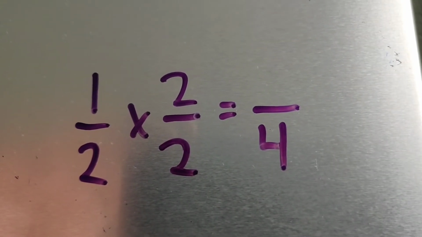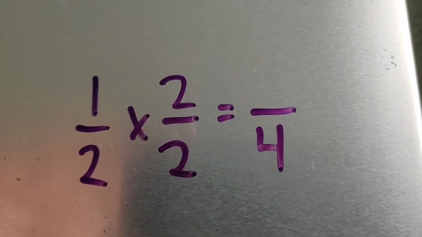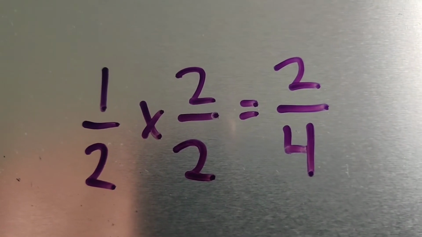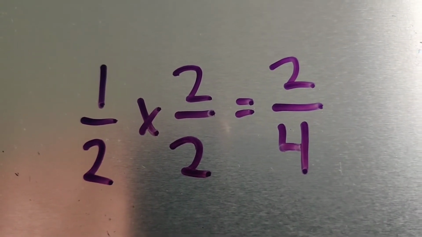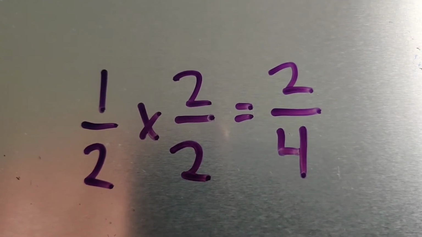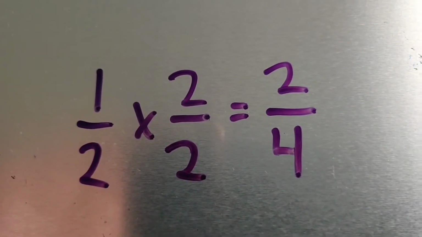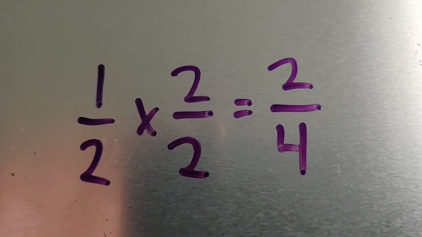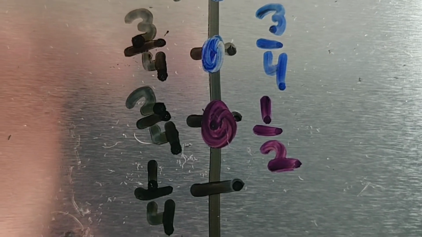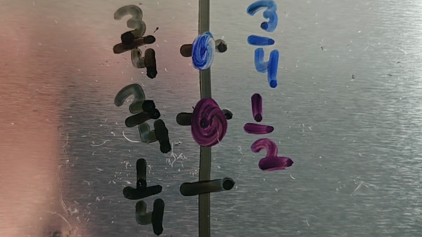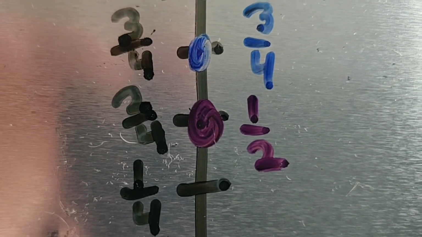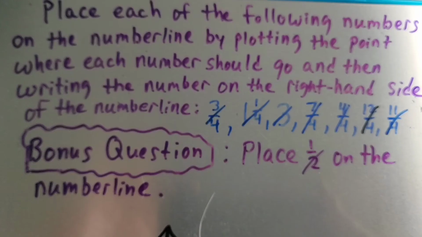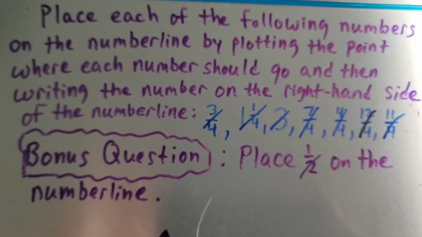So 1/2 is equivalent to 2/4. So now I know that since 1/2 and 2/4 are the same, they're equivalent, I can plot 1/2 next to where it says 2/4 on my number line, because they have the same value. They're the same thing. So now here I've done that. 2/4 is equivalent to 1/2. And I solved the bonus question also.